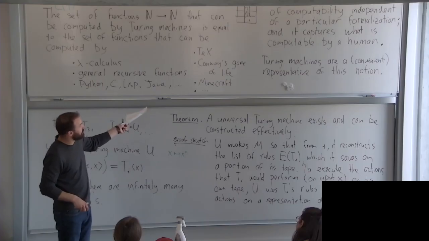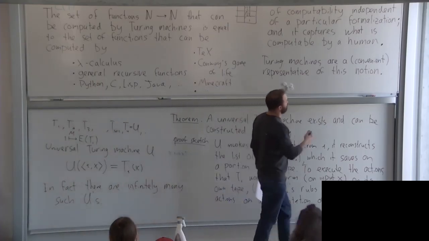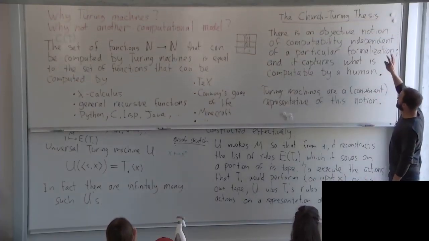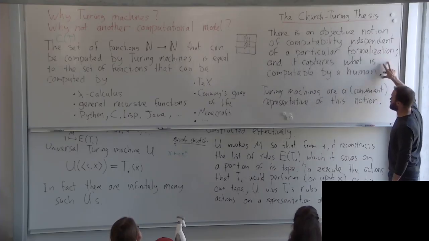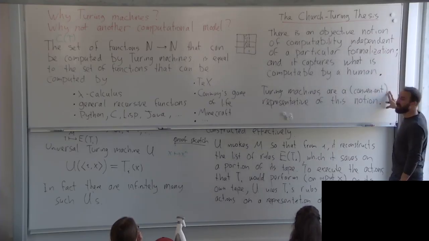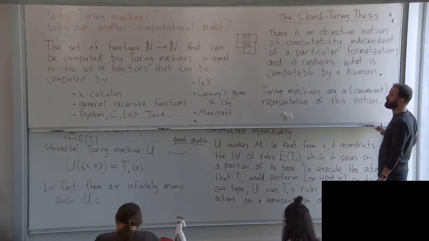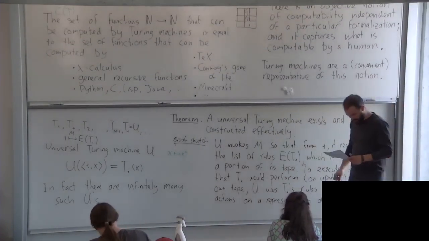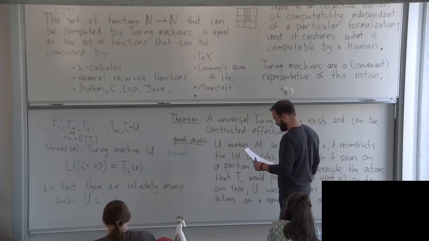Okay, so in the philosophy of the Church-Turing thesis, Turing machines are a convenient representative of this notion. Also, the argument that this objective notion also encompasses what humans can do was made via Turing machines, because Turing machines were conjectured to be a faithful model of what humans can do with pen and paper. So we have Turing machines here. Now I have a definition.